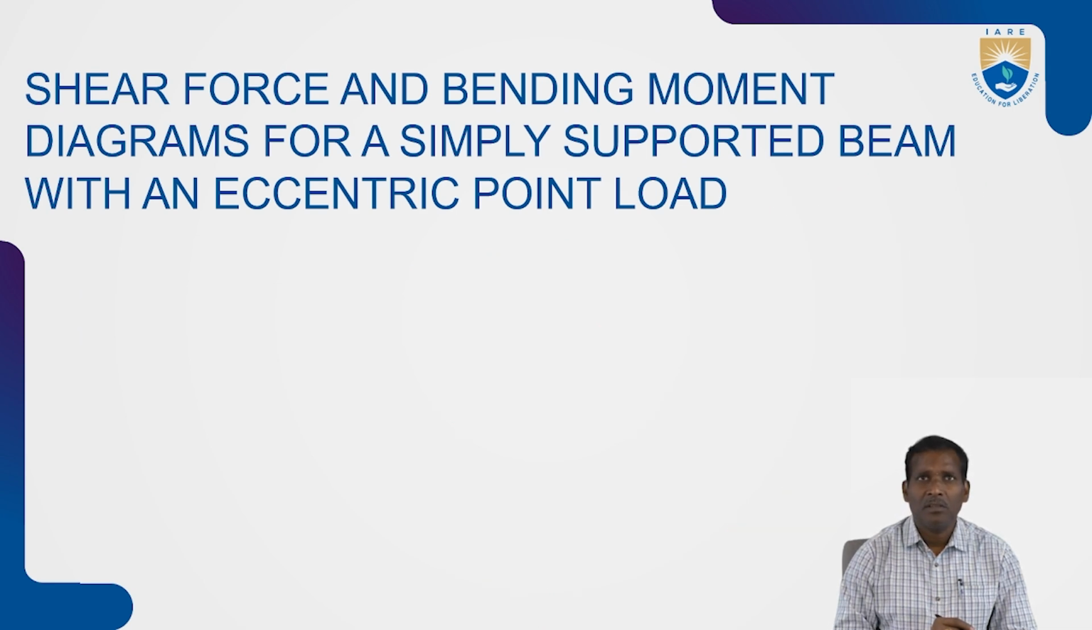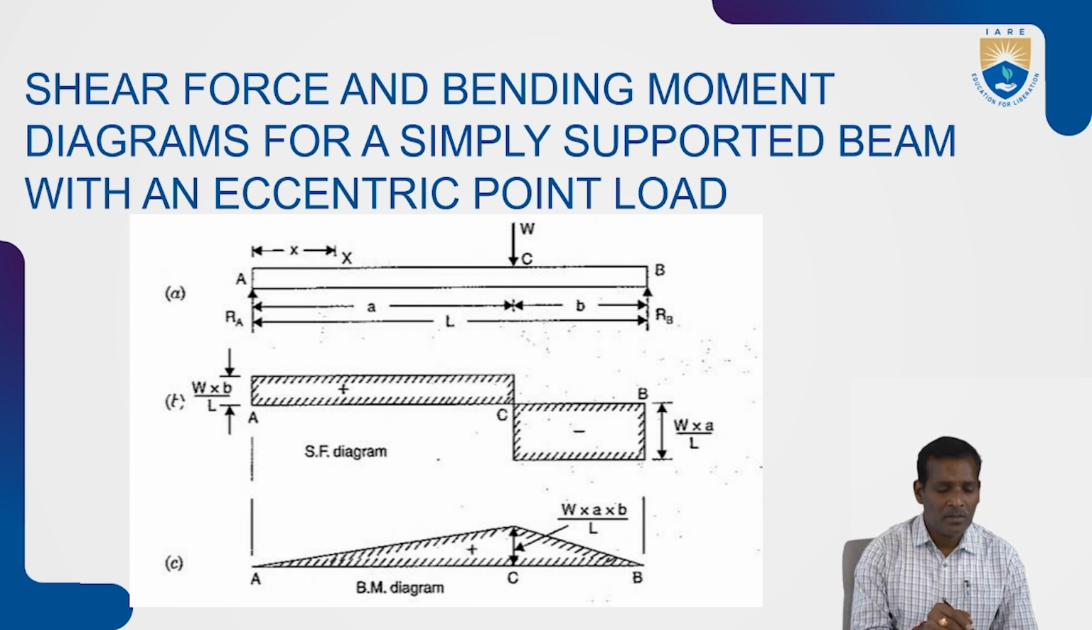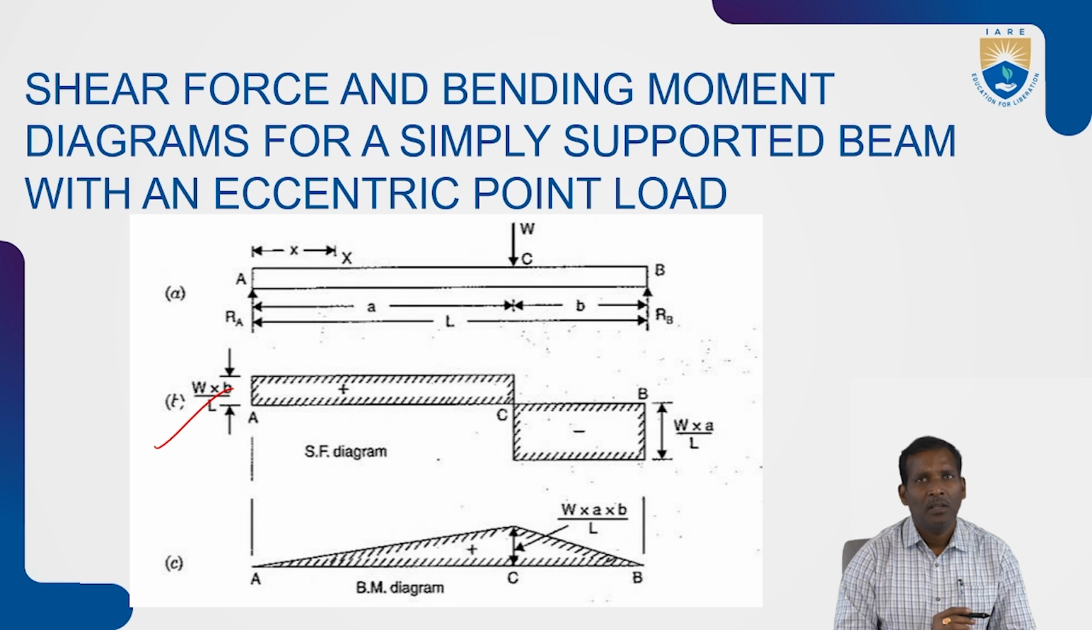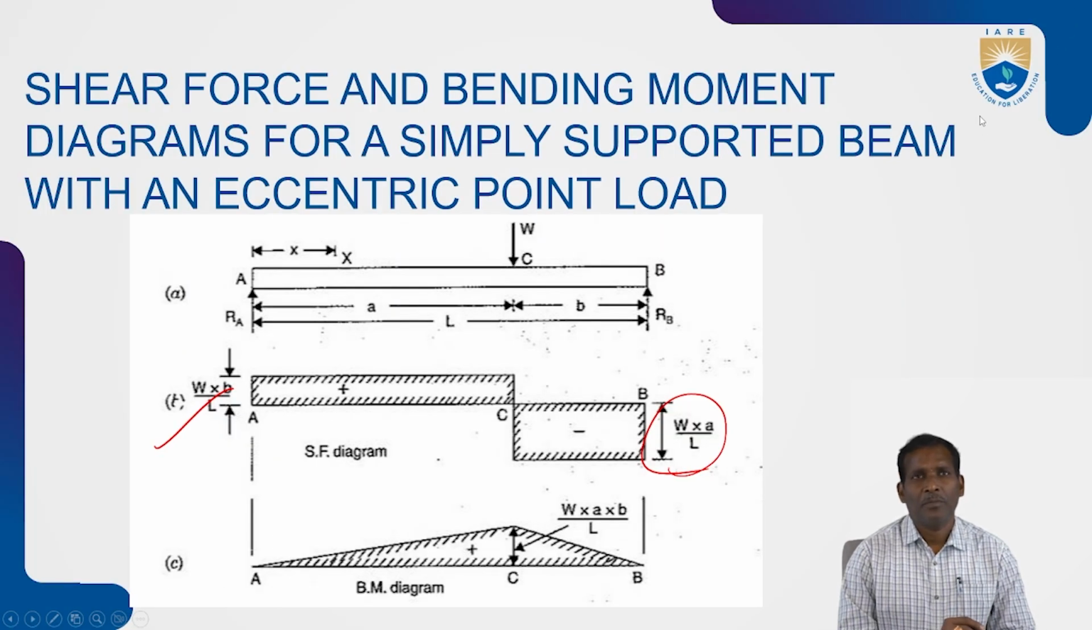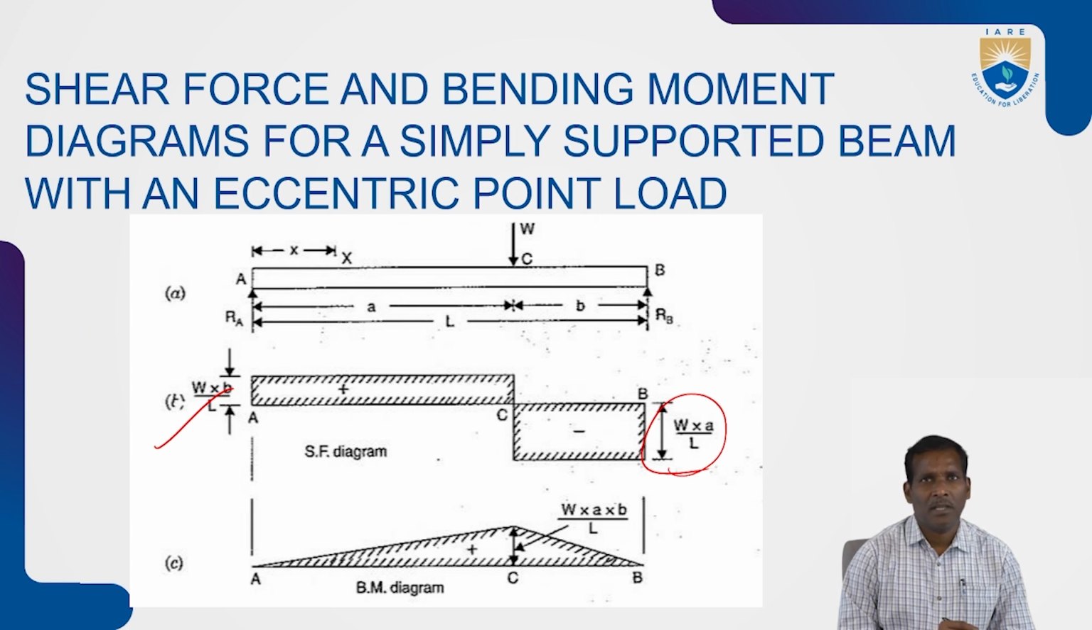So here, if you calculated RA, WB by L, already you know, and RB, WA by L. The shear force changes its sign from positive to negative, so it means here at C the value will be negative. Clear? So how do you calculate shear force at C?